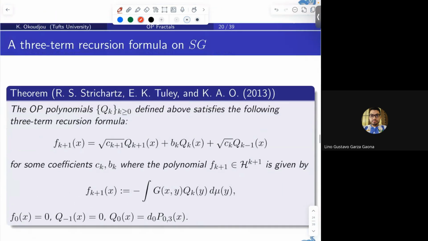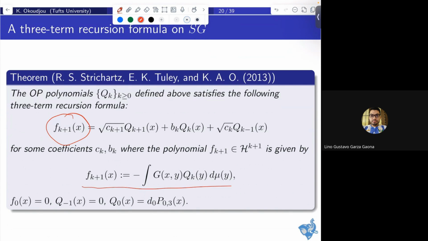Now, the first big difference, which is also not a big difference because we end up at exactly the same place, is that if you take the orthogonal or orthonormal polynomials, they satisfy a three-term recursion formula. But it's a very special three-term recursion formula. This is a function that I call fk plus 1, an auxiliary function. That function is what you get by integrating one of these polynomials against the Green function. You get a polynomial of degree k plus 1. And if you expand that in the orthonormal basis, you get exactly a three-term recursion formula.